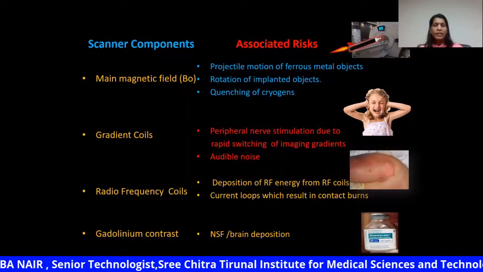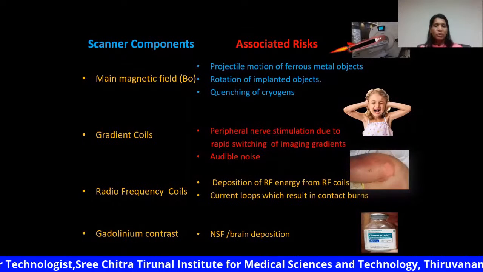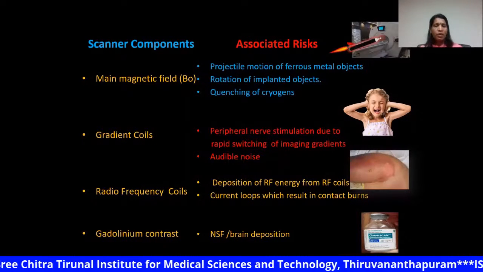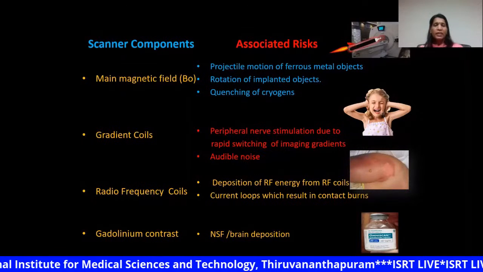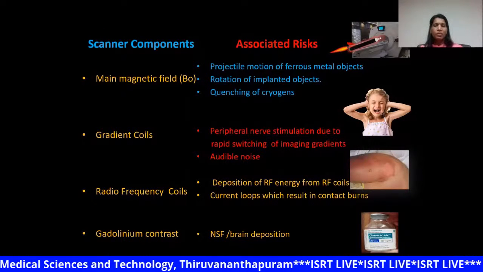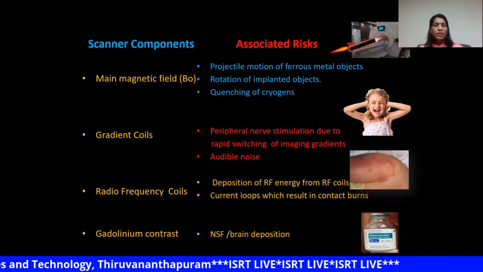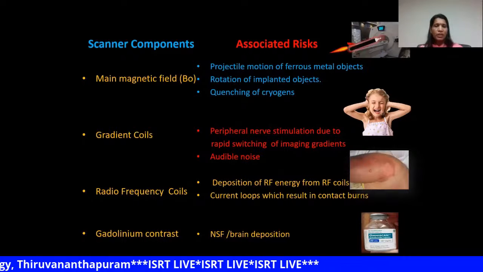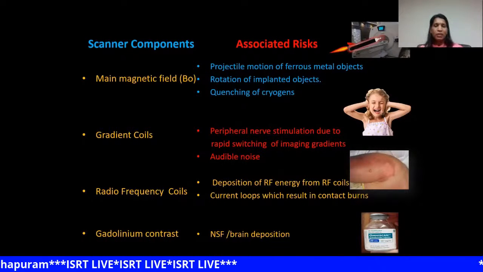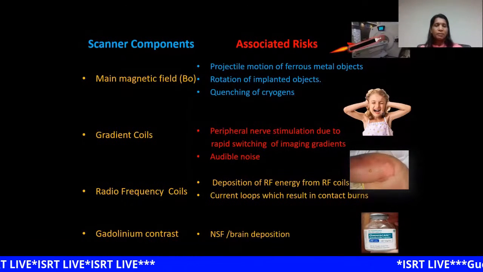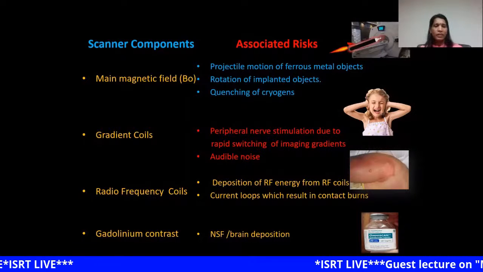Concerning the gradient coils, during MR imaging, we need to switch them on and off at a rapid rate. This can produce peripheral nerve stimulation, and also it can produce loud noise. So peripheral nerve stimulation and auditory safety are the main concerns with the gradient coils.